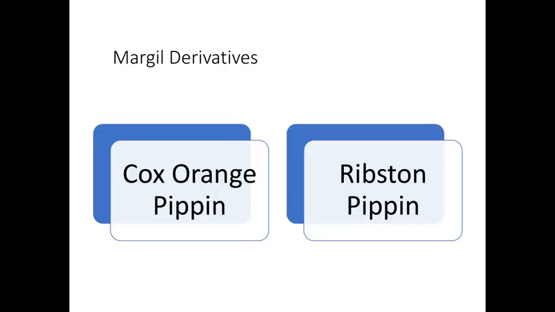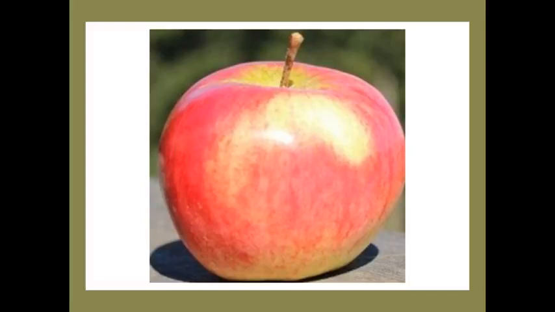Margill derivatives: Cox Orange Pippin and Ripson Pippin. Now, Cox Orange Pippin is a direct descendant of both Margill and Rosemary Russet, making it a descendant of both Margill and Renette the French. Ripson Pippin is also descended from Renette the French, through a different lineage, of course. I cannot remember it off the top of my head, but it is what it is.